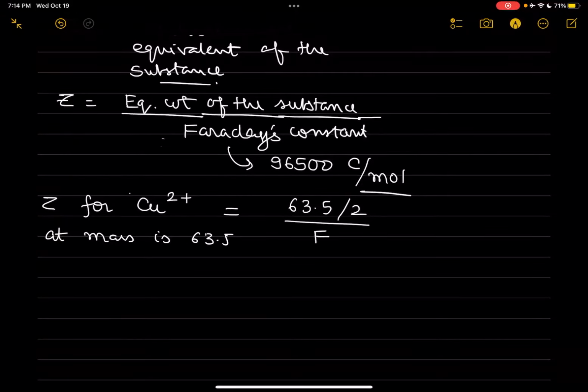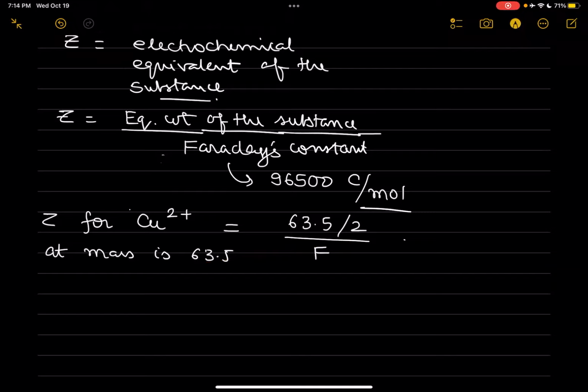So if I write it as F only, that's going to be the electrochemical equivalent. You can find its numerical value. But this is the way in which you are going to do 63.5 divided by 2. Clear? Yes, sir. So for aluminium, for Al3 plus, it is going to be 27 by 3 F, because the atomic mass of aluminium is 27 and the charge is plus 3. So this is the way by which you are going to find it out.